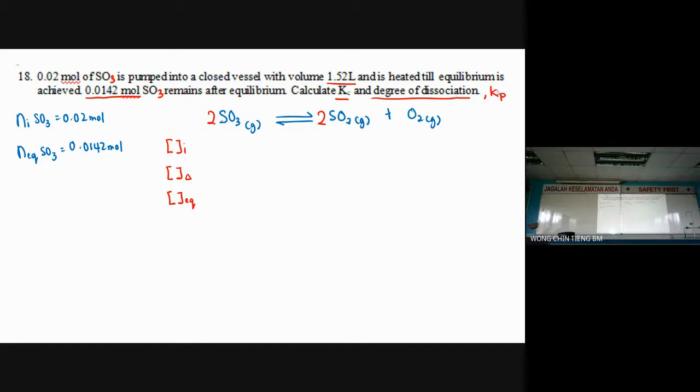Oh, tak ada cari Kp sebab tak ada temperature. Tak boleh bagi temperature. Nak buat apa tu?